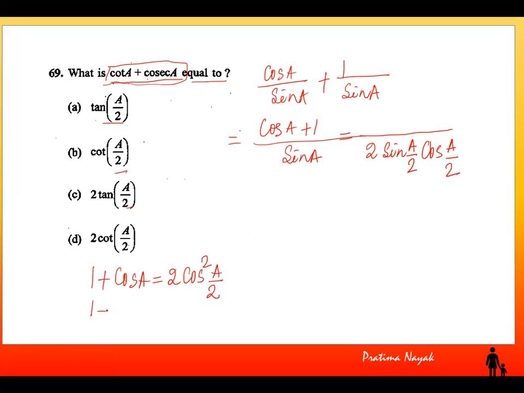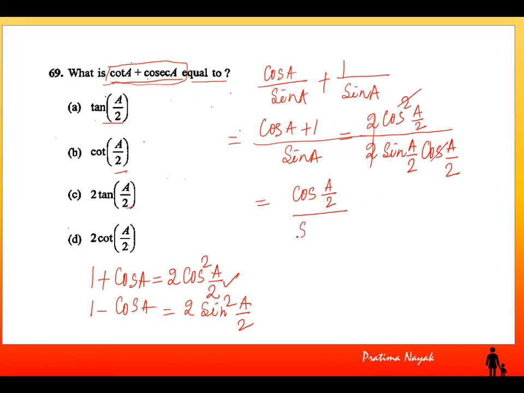You can remember another formula I am writing, you can note it down. This will also be used, that is 1 minus cos A equal to 2 sine square A by 2. But here we need only the first formula, 2 cos square A by 2. Next you simplify. 2 cancel, 1 cos cancel. So I am getting cos A by 2 upon sine A by 2. This gives you cot A by 2. So which one is the answer? B is the answer.